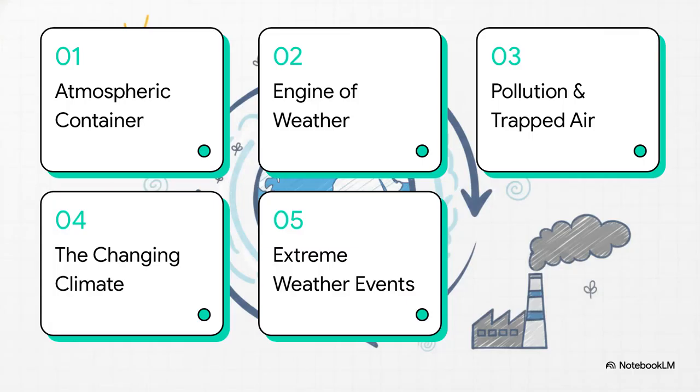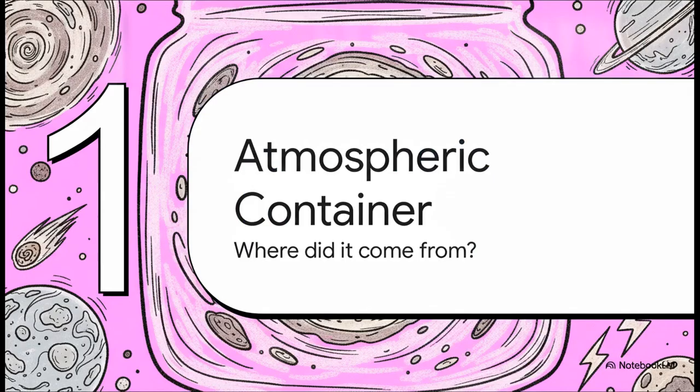Here's a quick roadmap for this explainer. First, we'll look at our atmospheric container. Then we'll move on to the engine of weather. After that, we'll cover pollution and trapped air, look at the changing climate, and finally wrap things up with extreme weather events. All right, Section 1, our atmospheric container.